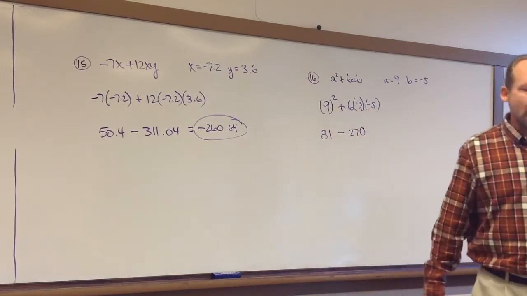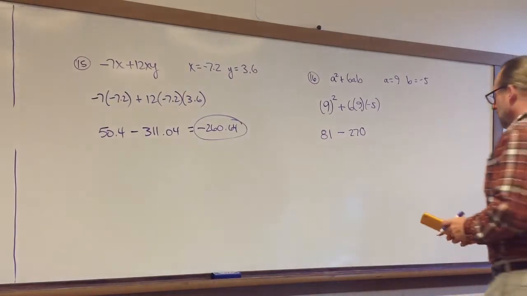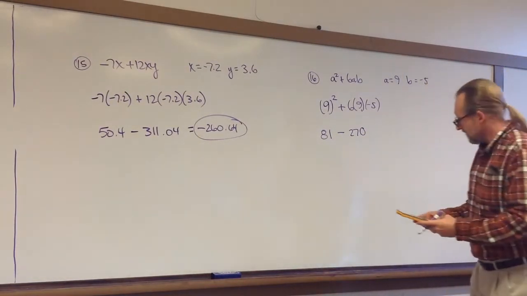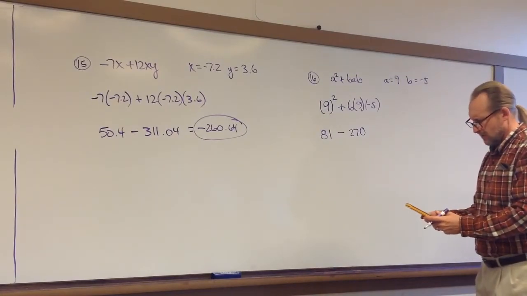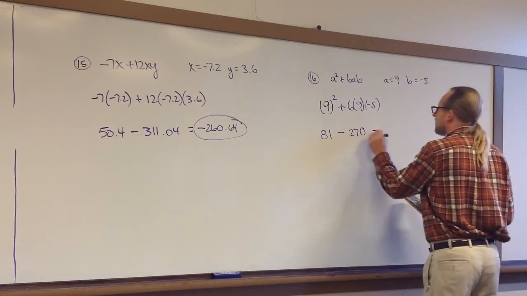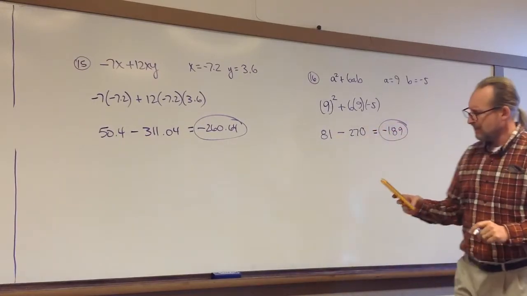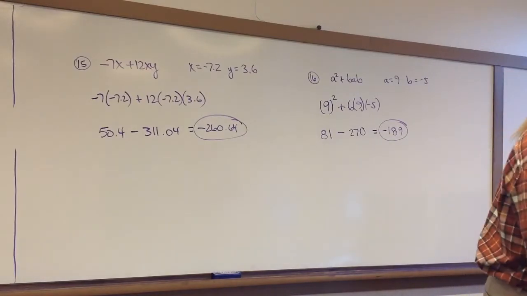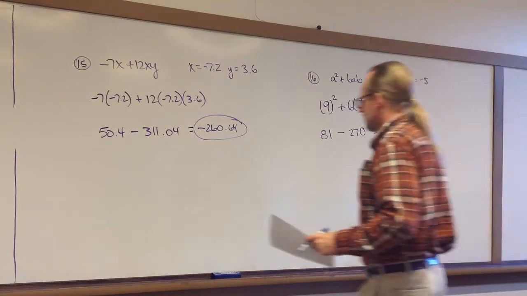So now 81 minus 270. Oh, what is that going to be? Like 191. That's my estimate. Let's see how close I get. 189. I sometimes do that, go in the wrong direction. So negative 189. Okay, problem 17.